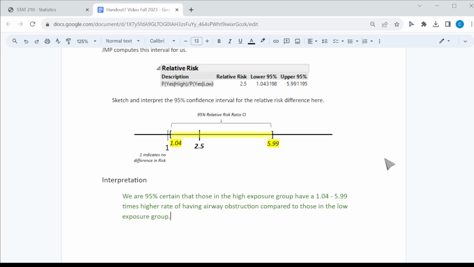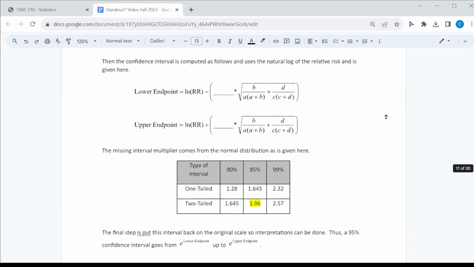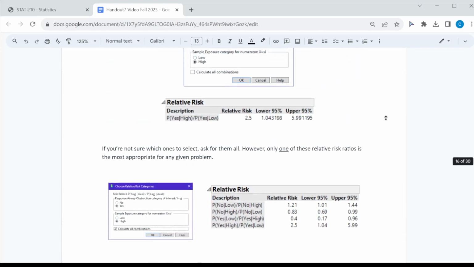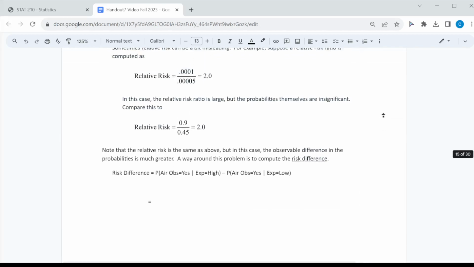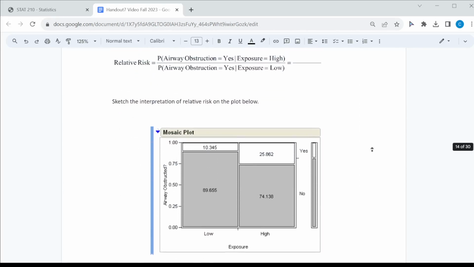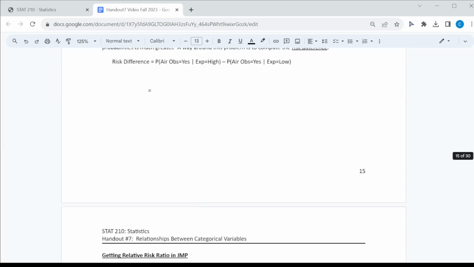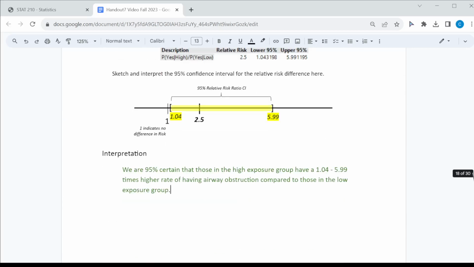So if these two boxes are exactly the same height, when I compute the ratio of those two, where are those two boxes again? Way up here. If those two boxes are exactly the same height, then that ratio is going to be 1. The fact that my confidence interval stays above 1 here, it's close on that lower end, but it does indeed stay above 1, I can say statistically that that high exposure group has a higher rate of airway obstruction.